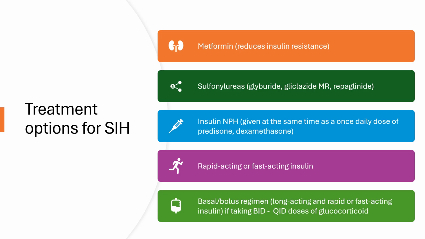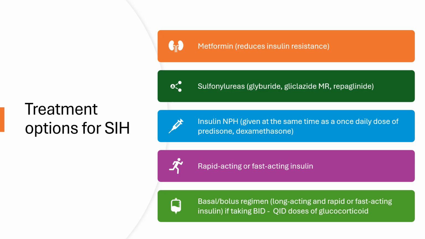And I mentioned insulin NPH given at the same time as a once daily dose of prednisone or dex, and a rapid or fast-acting insulin if needed, because sometimes they need that extra help. A basal bolus regimen, long-acting and rapid or fast-acting insulin if taking BID or QID doses of glucocorticoid is also helpful. But it's individualized. It could be a mix and match of any of these things, and it depends on if they have renal issues.